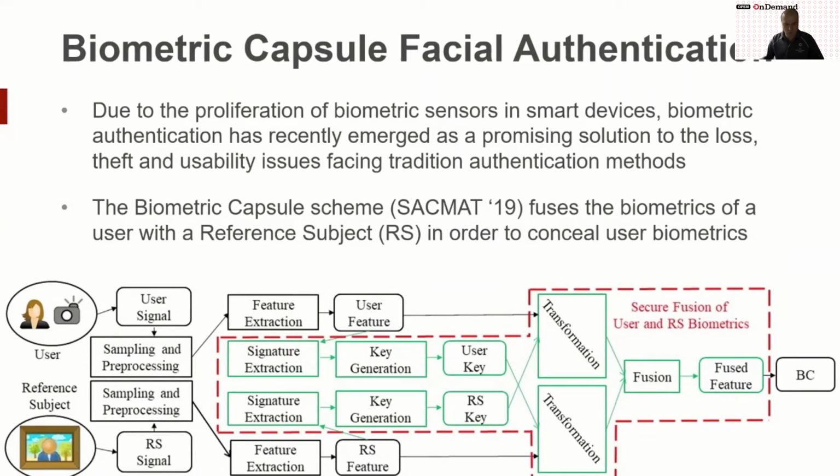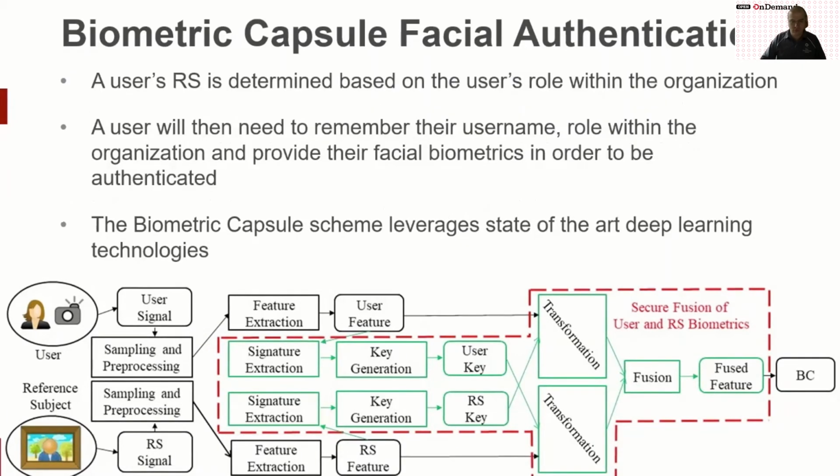If you look at the bottom here, this workflow, you'll notice that you have the typical biometric pipeline. You take a user signal by taking a picture of them, you sample and pre-process that image, you extract features, and then you perform some classification. But you'll notice the biometric pipeline here also includes that reference subject, or RS, workflow. Each user is assigned an RS, and each time the biometrics are sampled and used for authentication, the biometrics are fused with the biometrics of that reference subject to conceal that user's biometrics.